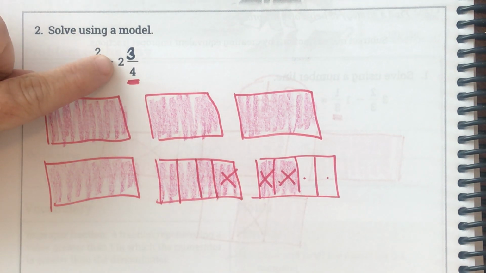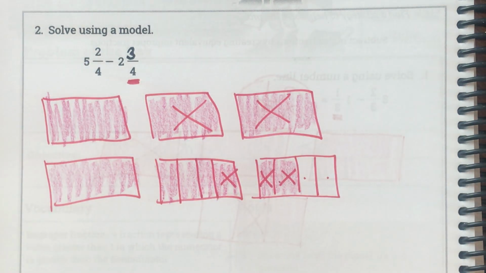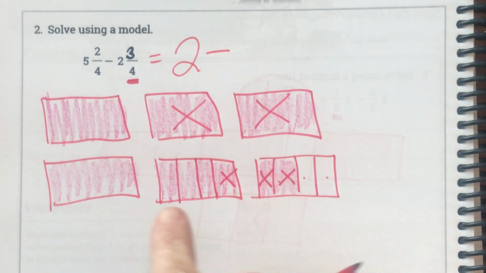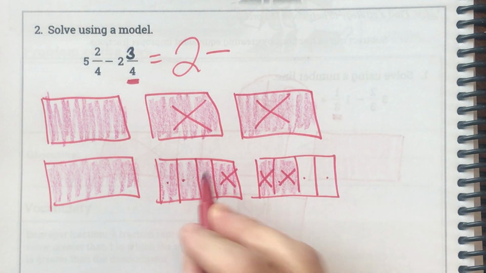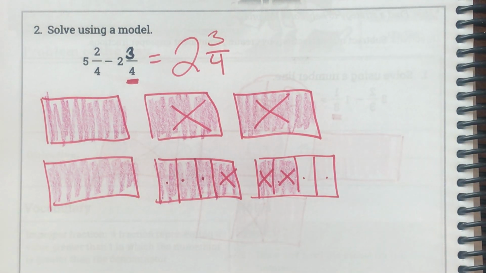And then I can take away 2 wholes. So 1, 2. So what am I left with? I'm left with 1, 2 wholes and 1, 2, 3/4. And that is my answer.